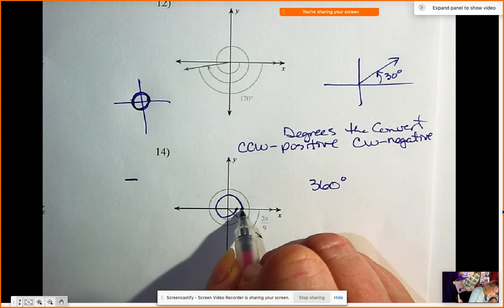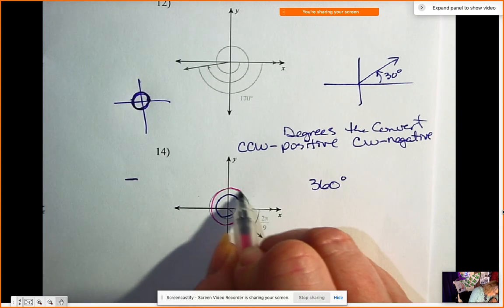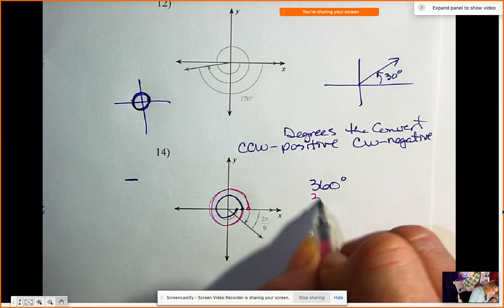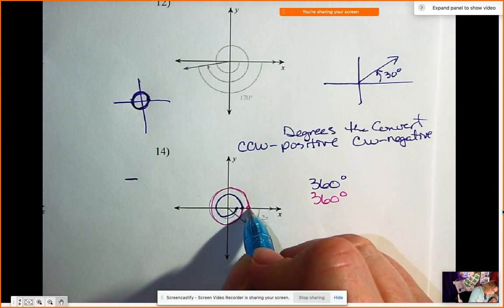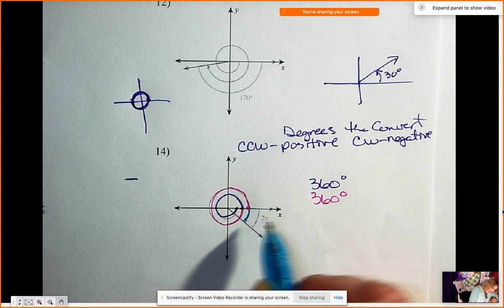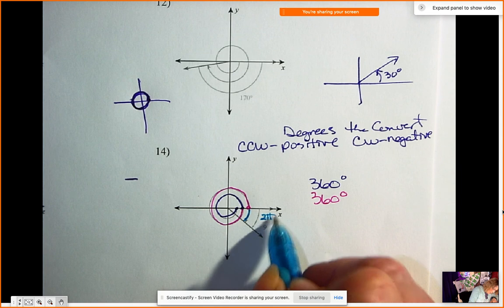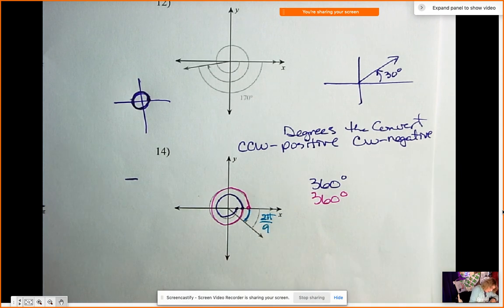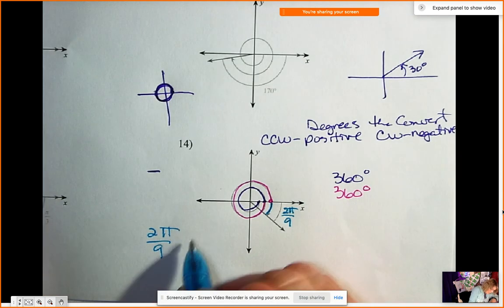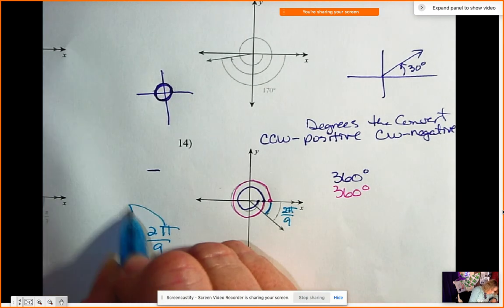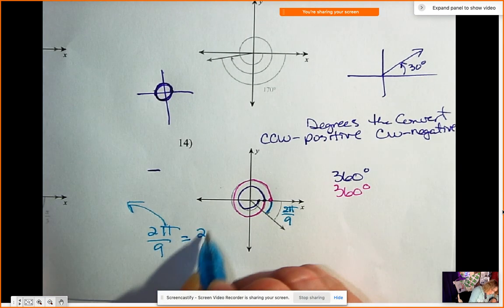Okay, now I'm going to continue. I'm going to go again, and I did one full rotation, 360 degrees. Now I need to determine what this is. And they tell me it's 2 pi over 9. Well, guess what? I'm going to convert 2 pi over 9 into degrees. It's this simple. Take out the pi. Put in a 180.